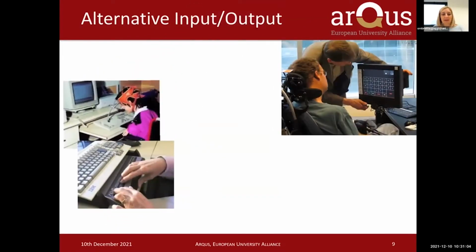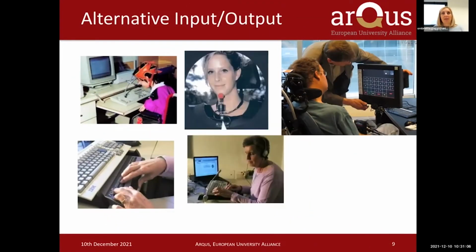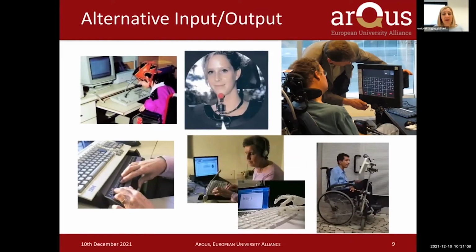Which are the alternative input or output devices that people with disability use? There are a lot of technologies that help people with disability. For example, if I cannot use my hand, I can use this, a mouse, but it is managed by the chin. This is a sort of stick that is joined to this helmet, and this user is typing on the keyboard using this stick.